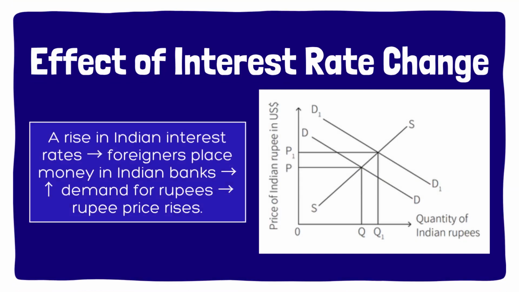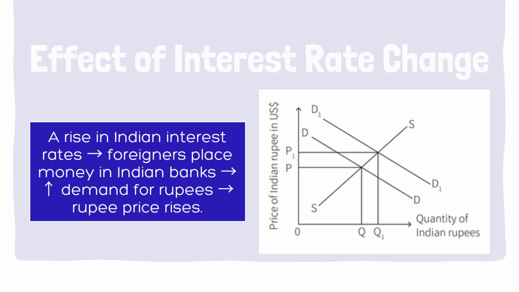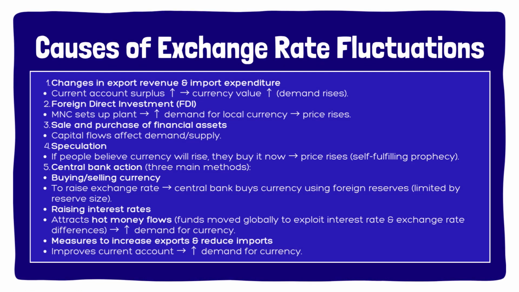Interest rates can strongly influence exchange rates. If a country raises its interest rates, foreign investors may move money into that country to earn higher returns. This increases demand for the country's currency and raises its value. Higher interest rates often attract what economists call hot money flows, which are funds moving around the world in search of the best returns. Exchange rates fluctuate for several reasons.